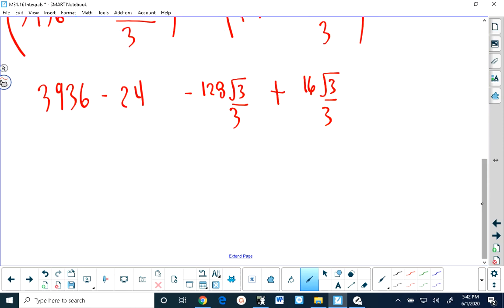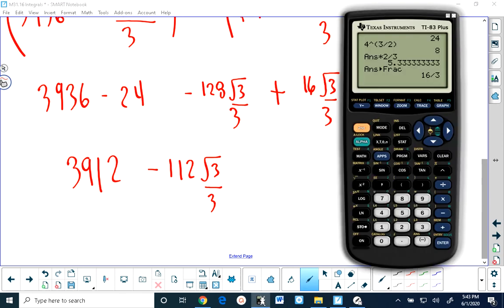What does this give us? Well, 39/36 minus 24 is 3912. Then I have negative 128 root 3 over 3 plus 16 root 3 over 3. Well, negative 128 plus 16 is negative 112 root 3 over 3. And I just want to check that.